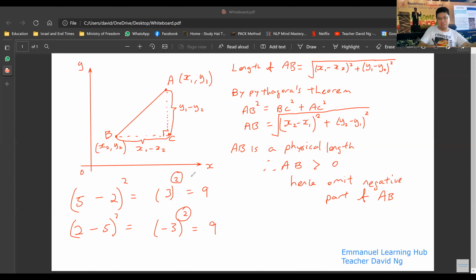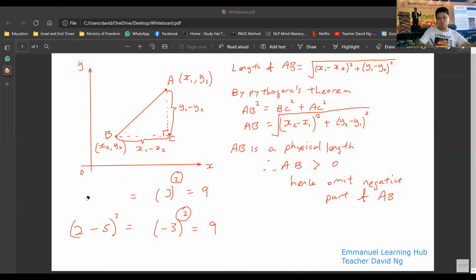That's because of the magic of square, right? Whether it's positive or negative, you will still get back the same answer. Therefore, you can use x2 minus x1 or x1 minus x2, both are okay. Likewise for y2 minus y1 or y1 minus y2. That means the sequence is okay.